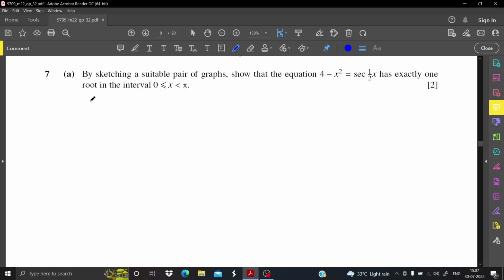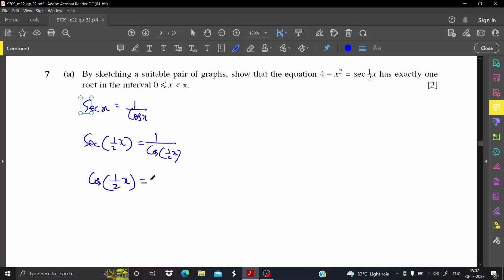We know that secant x is nothing but the reciprocal of cos x. So secant of half x is nothing but 1 by cos of half x. So let's have an idea of what cos of half x is. Please do not memorize or mug up the graphs of secant, cosecant, and cot, not needed. That's why I'm trying to explain a simple way to understand it better.